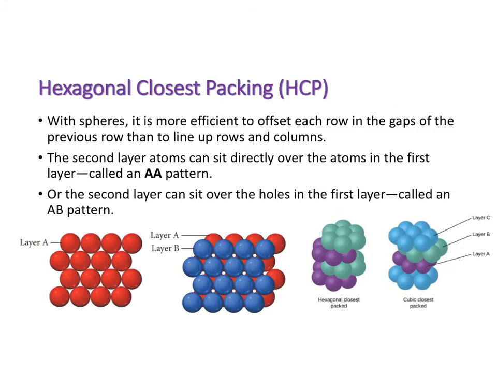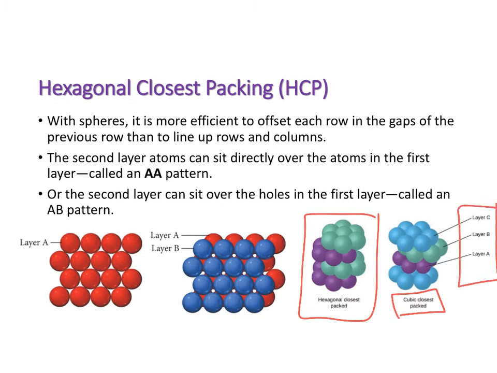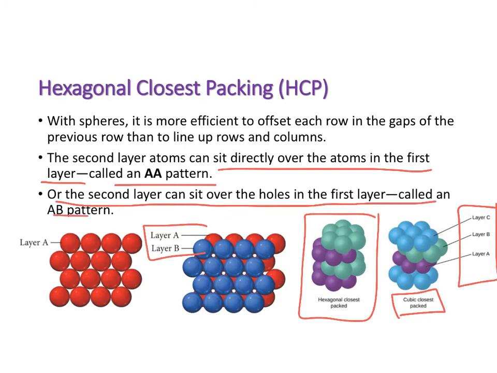We also have something called hexagonal closest packing to describe other packing types. So in this type, it would just be 2 different types of layers. So for cubic closest packed, it's 3, right? Different layers, A, B, C. For hexagonal, you just have A and B. And the way that they sit on each other is that the second layer of atoms will sit directly over the atoms in the first layer, called the AA pattern, or the second layer can sit over the holes in the first layer, called an AB pattern. So there's 2 different types.